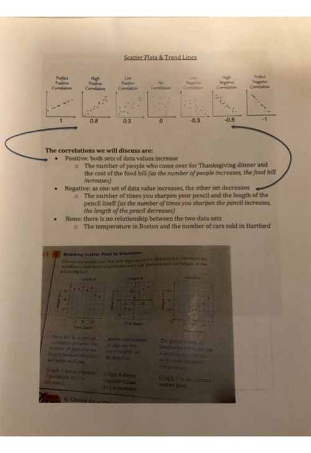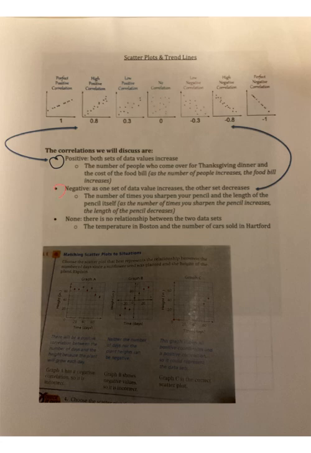Some of the examples that we have up top show the range from 1 to -1. And the correlations that we are going to talk about is positive. So the first one is just positive, and that is when both sets of data values increase. So an example would be the number of people who come over for Thanksgiving dinner and the cost of the food bill. As the number of people increases, the food bill also increases.